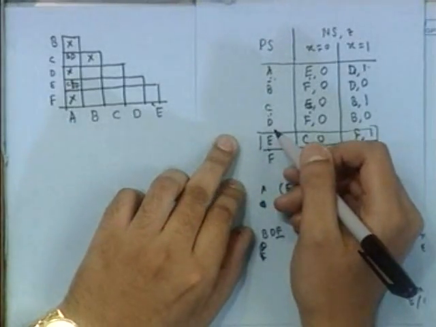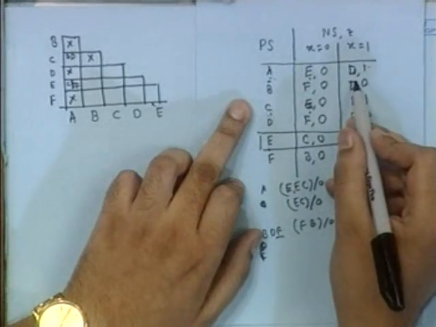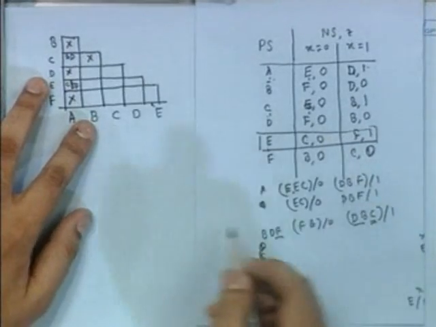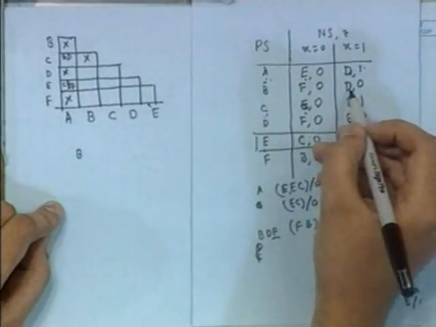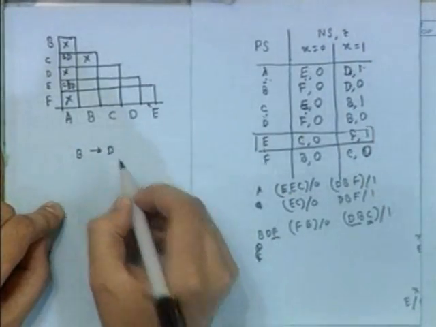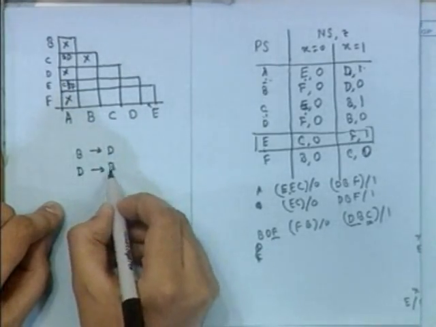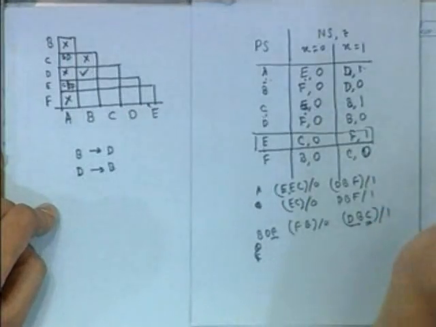Now you do for B and D. Are they equivalent? They will be equivalent if B and D are equivalent. So what it will say: suppose for input 1, B is producing D, and D is producing B, and this will keep on going like this. So we can readily say these are equivalent. So B and D are equivalent.